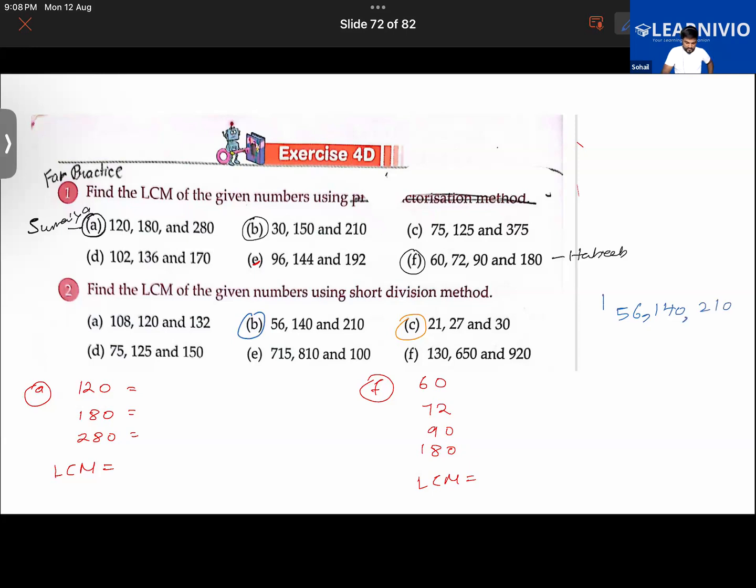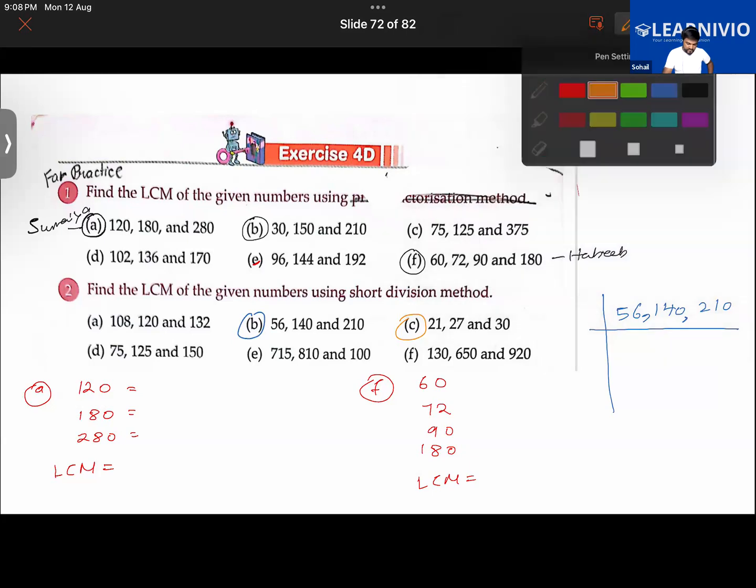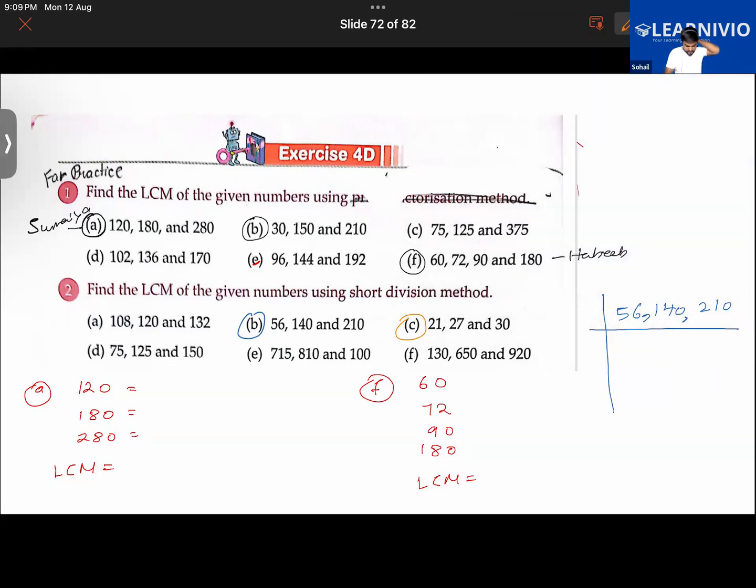Okay, sir, I'm back. You're back. Okay, you're done with solving question number A, Sumaya? Have you got the correct answer? What answer are you getting? No, I couldn't still understand. I got the same answer. Okay, see, I was telling you about Habib's one.